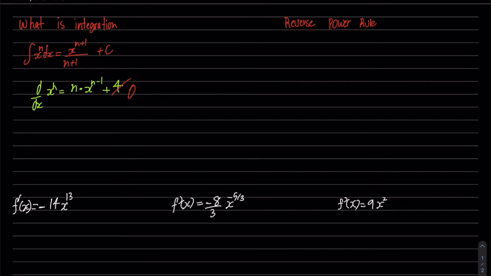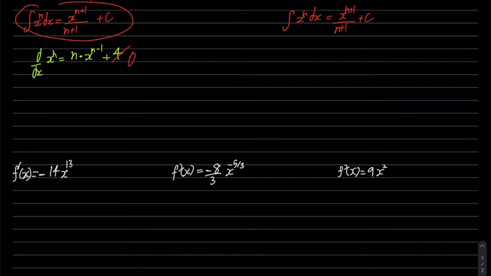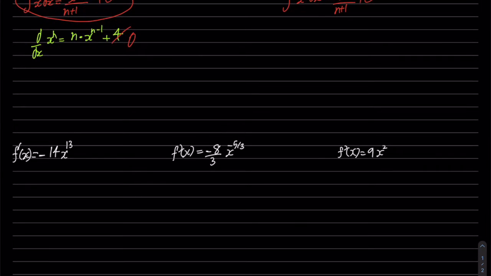So this right here is the reverse power rule. Let me write it here as well. It's just the integral of x to the n dx is equal to x to the n plus 1 over n plus 1 plus c, right? So basically, this is the opposite of the power rule. As it says in the name, it's just the reverse of it. So let's go into some examples, and I'll show you.